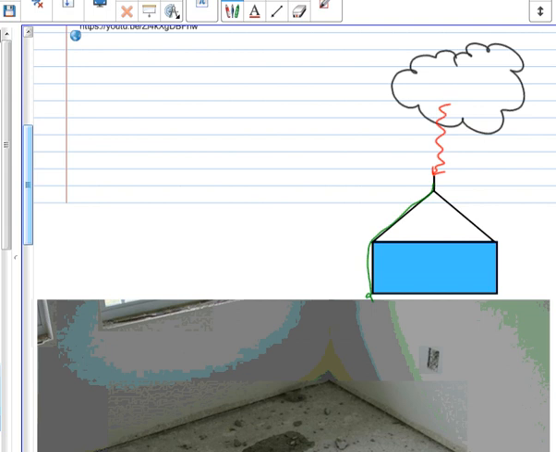So we get this charge separation. Maybe this cloud becomes all negatively charged and the ground underneath it is positively charged, the house is positively charged. But the idea is we bleed off the charge, just like we did right back over there.